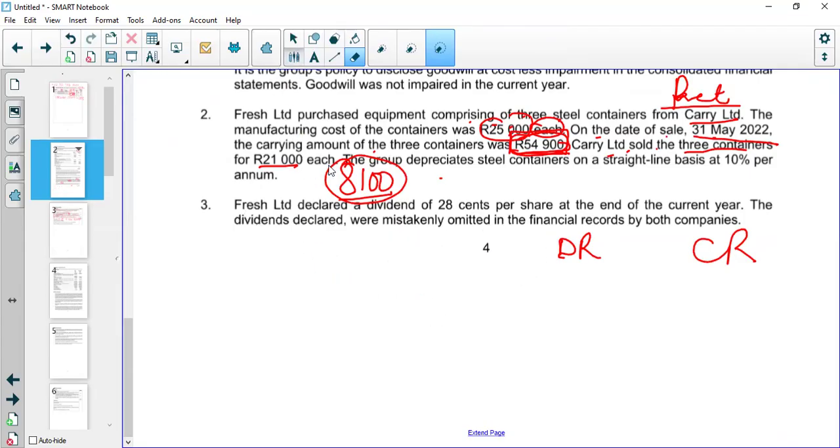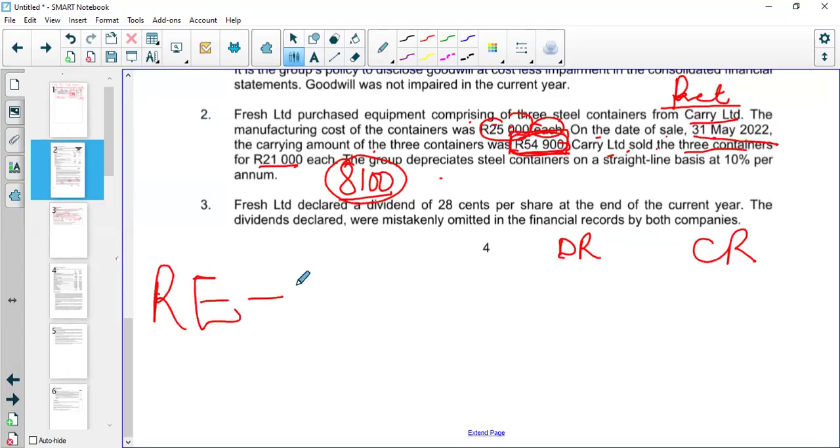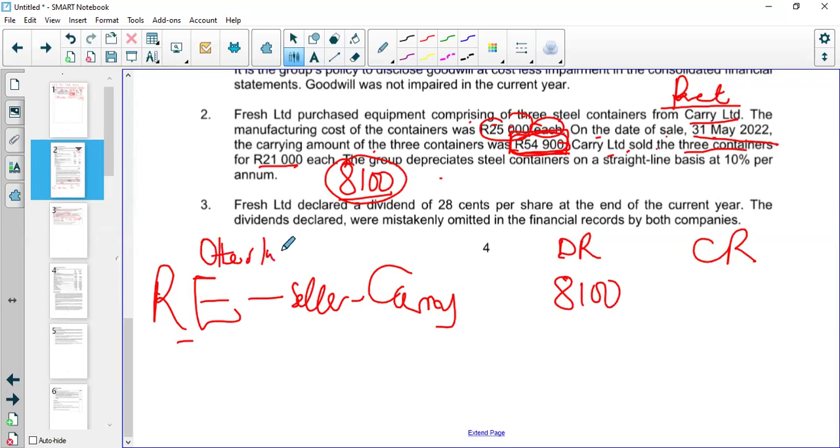So where is the profit sitting? It's sitting in the retained earnings, right, of the seller. And the seller here is Carry Limited. So we say Carry. So we need to remove that, say, that's not yet realized. It's going to be realized through depreciation. So we deny the seller their profit, right? So we start by the seller's retained earnings, 8,100. So if it was during the current year, right, we wouldn't start by affecting the retained earnings. It would be other income. But so that's why I said the date is very important, right?